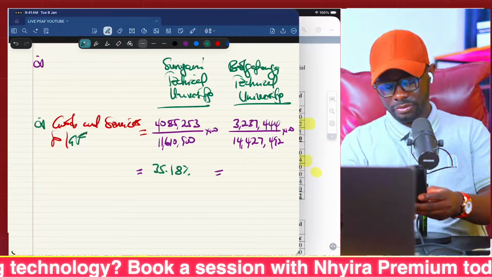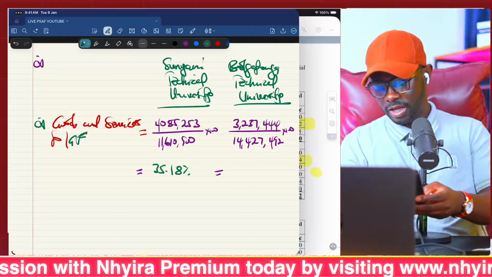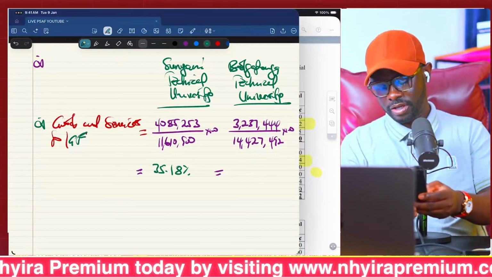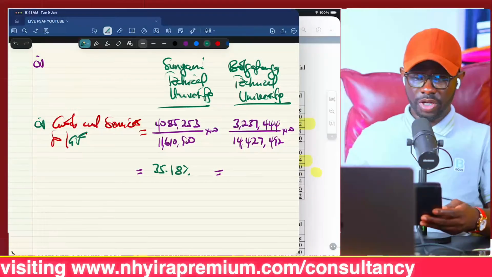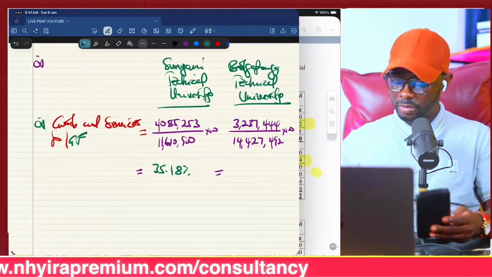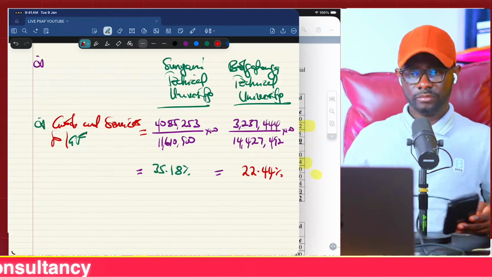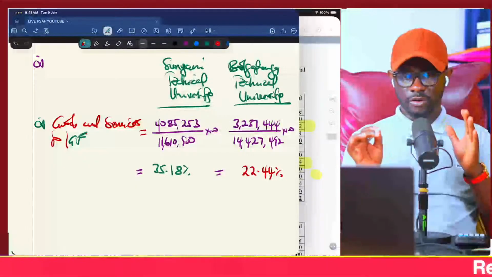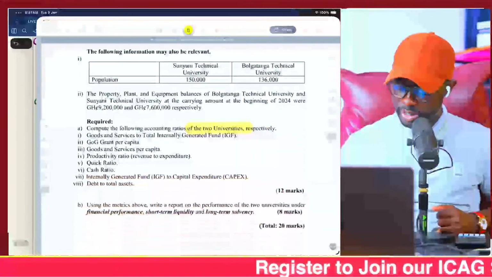Bolgatanga: 3,237,444 over 14,427,492. And that is 22.44%. All right, 22.44%. Now we'll come back to the interpretation. So let's finish the calculations.